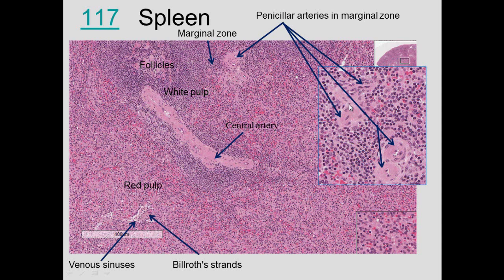Right in the marginal zone, between the white pulp and the red pulp, you have these penicillary arteries. The word penicillary means branched, and so you have this branching, and these arteries end blindly. They don't end in a capillary, they just end. And so they open and close, releasing whole blood into these Billroth strands that then has to percolate through and squeeze through the cells lining those.